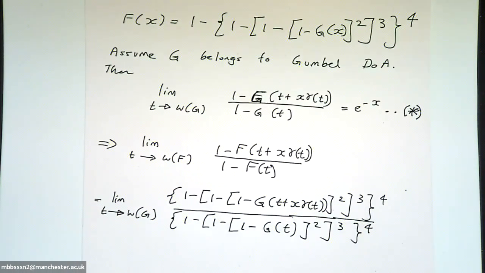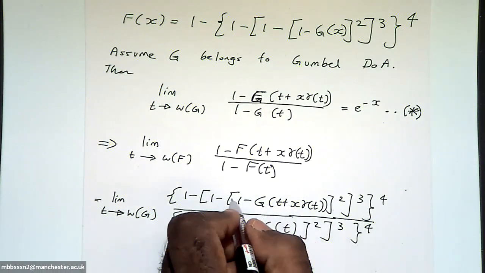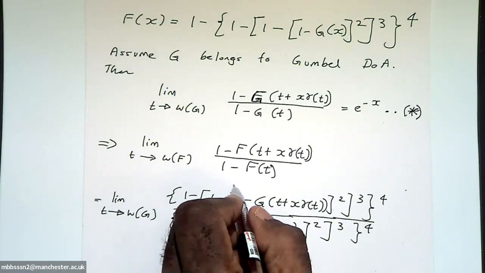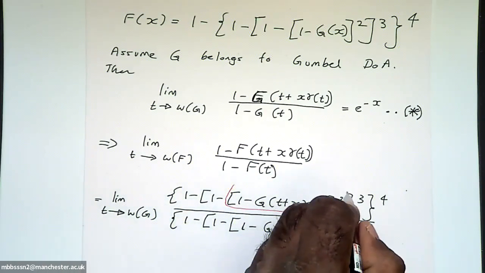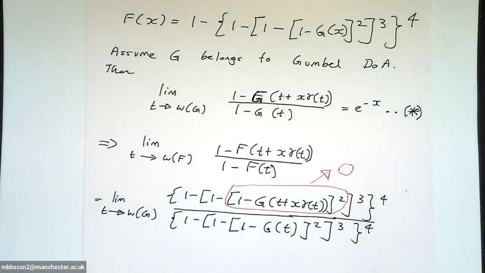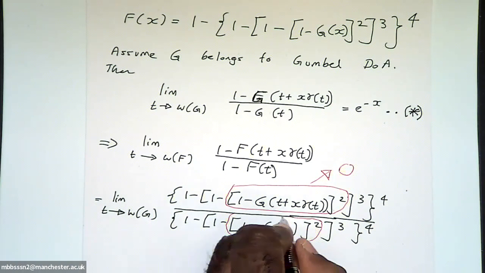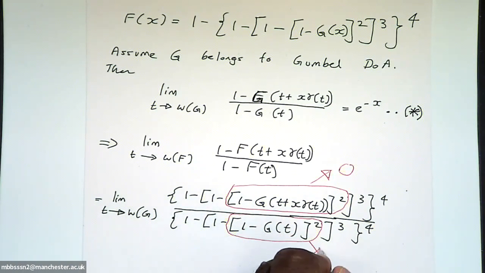You follow me, right? Now you see here that as t goes to W of g, this guy here goes to 1. So what this means is that this thing here goes to 0, and similarly, this goes to 0 too, right? You follow me?